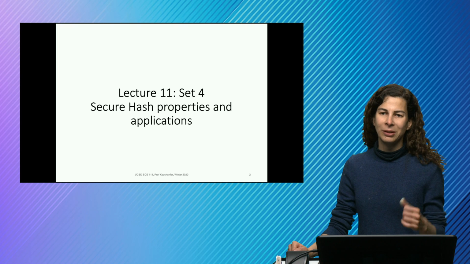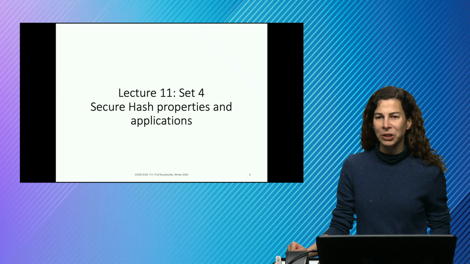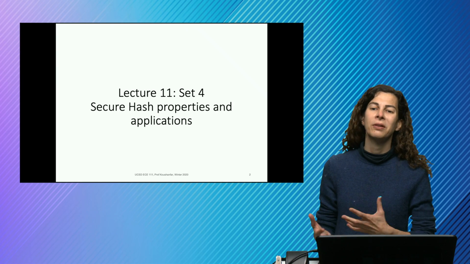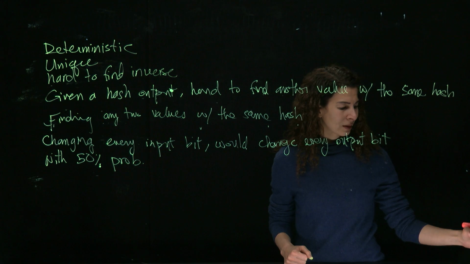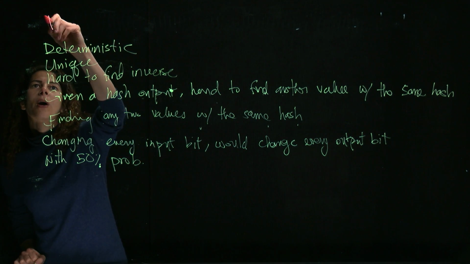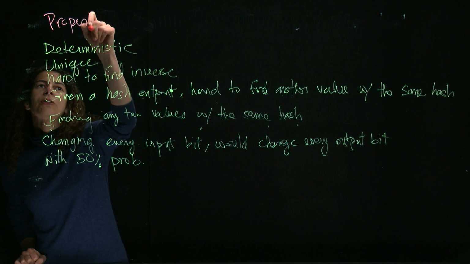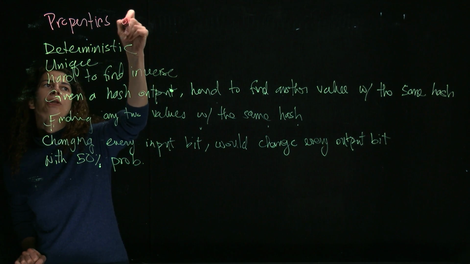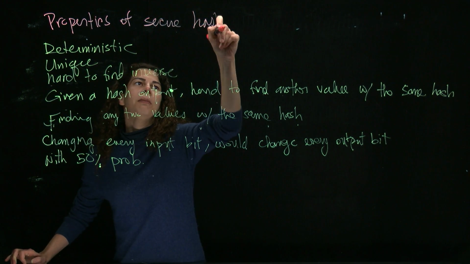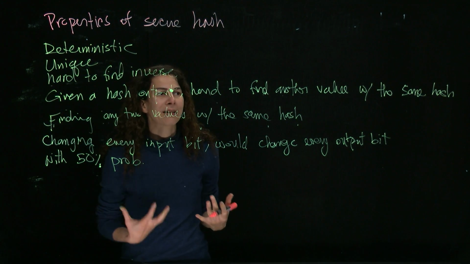We just want to summarize once more the properties of the secure hash function and talk about a couple of applications so you can see where these properties can be used. So now I've pre-written some of the properties that we just discussed of secure hash, and that would give us some example of what these can do.